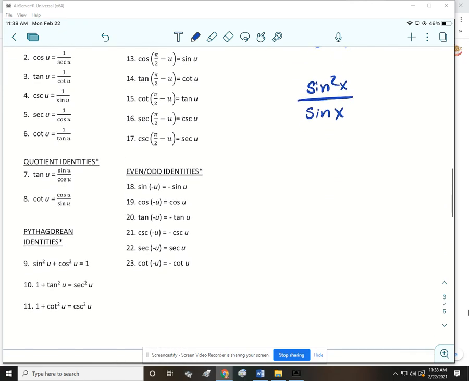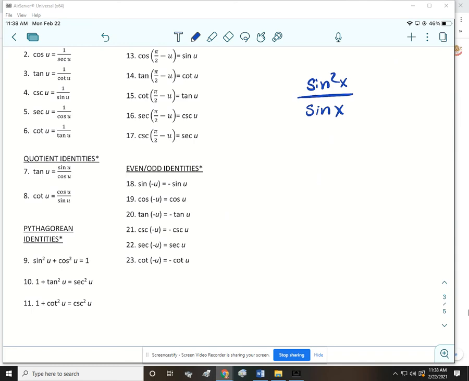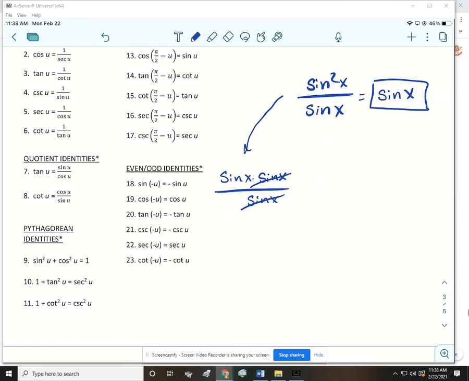All right, and then if I have sine squared of x and I divide that by sine of x, sine is going to cancel out, so that just leaves you with sine of x. If that doesn't make sense to you, remember that sine squared is sine times sine. Then a sine of x cancels out, and that just leaves you with sine of x.